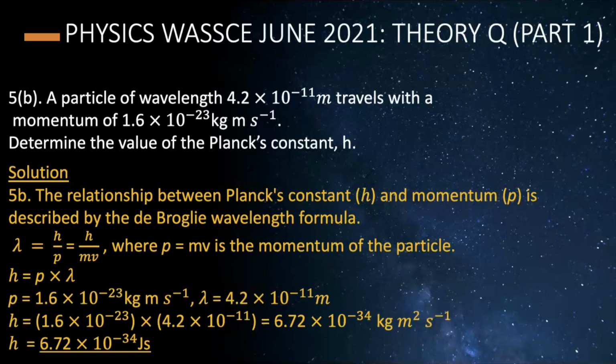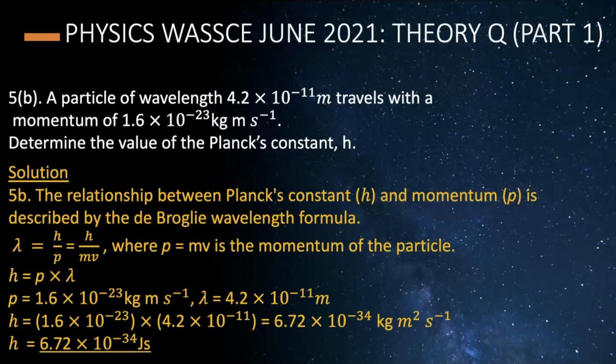Now, this can also be translated to joules second. You can leave your answer as kilogram meter squared per second, but getting it to joules second shows that you know the relationship between joules and the kilogram, meter and seconds. Joule is also an SI unit, and this is approximately the value of the Planck's constant and the unit as well. Okay, I hope this was helpful.